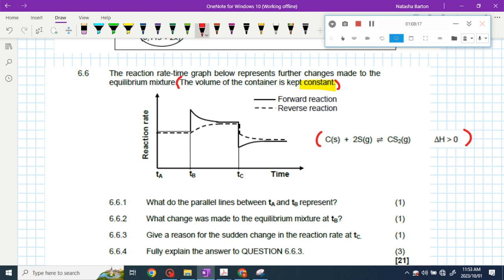We are still on question number 6, so we are dealing with exactly the same reaction, which means the fact that this is an endothermic forward reaction is important. And if the forward reaction is endothermic, what will the reverse be? Exothermic, okay, and we must know that. So number 1, they said, what do the parallel lines between TA and TB represent? The correct answer there is chemical equilibrium.